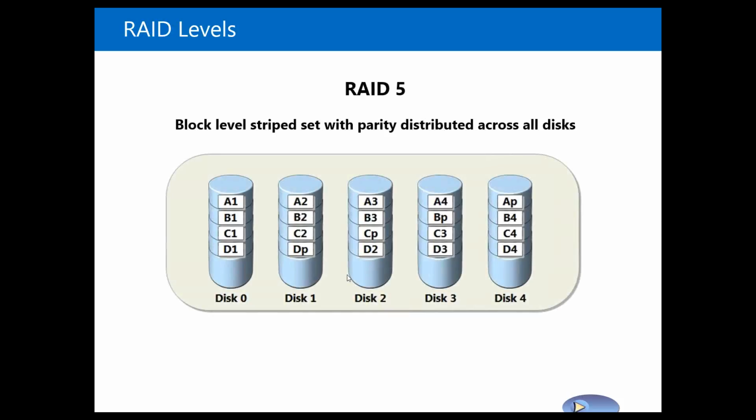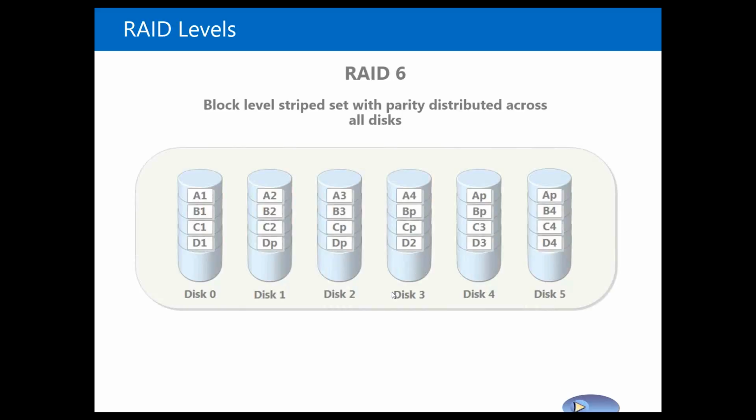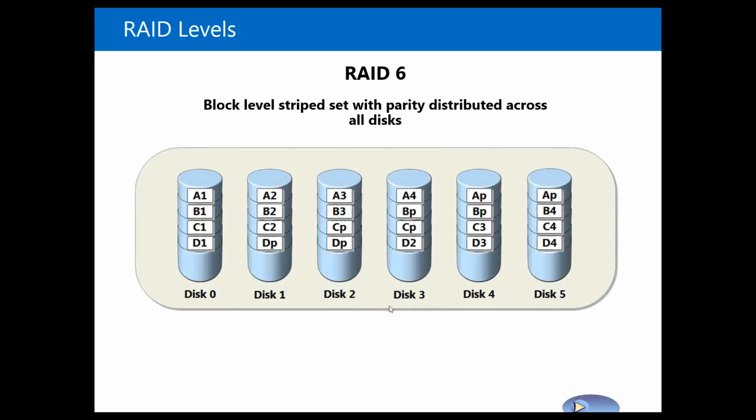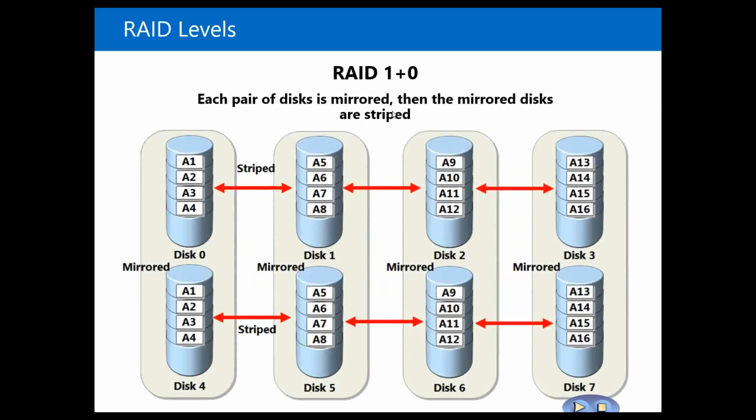1-to-1. RAID 5, this is for block level stripe set, parity distributed across all disks, and this gives you the ability to have more than one hard disk to fail. RAID 6, this is a block level stripe set with parity distributed across all disks. You can see A1 is here. It is also having some information here. RAID 1+0, which means each pair of disks is mirrored, then the mirrored disks are striped.